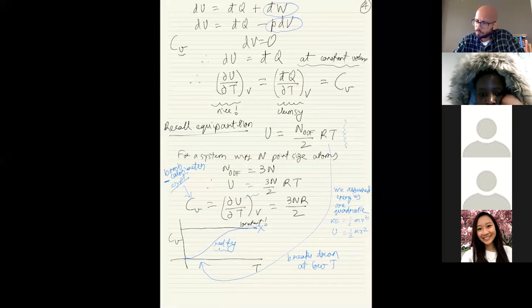So this is where we did the proof, where we showed that this clumsy thing, which involves path functions, partial q by partial T at constant V, can be written down nicely as the derivative of a state function, and that is heat capacity. And there is the point that I mentioned, that if you have equipartition, then you are in trouble because it would look like heat capacity is constant, which is actually not true in reality.